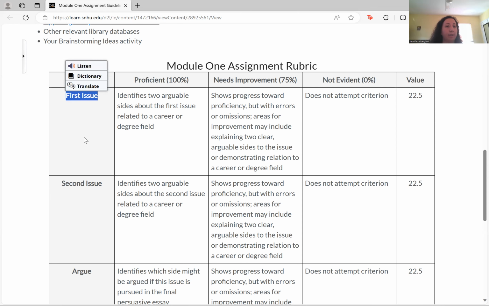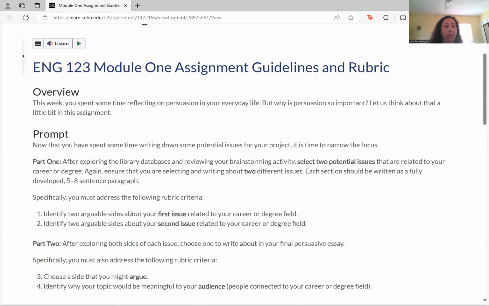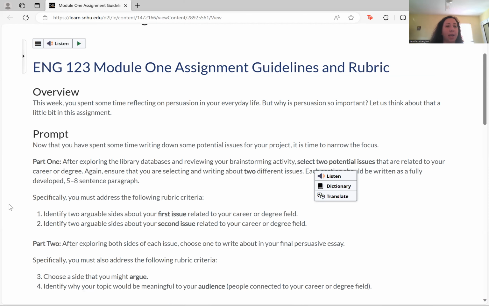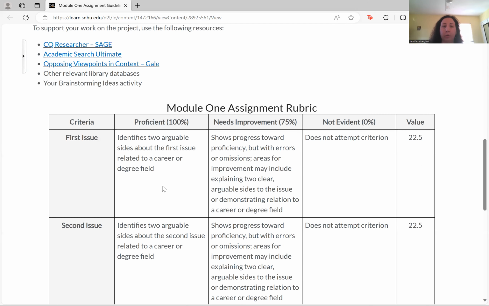You will notice that it corresponds directly to question 1 in part 1 of the prompt, which is identify 2 arguable sides about your first issue related to your career or degree field. Ideally, a proficient response would show 2 sides about one potential issue in your own career or degree clearly, with an explanation of what each of those are and how they are relevant.